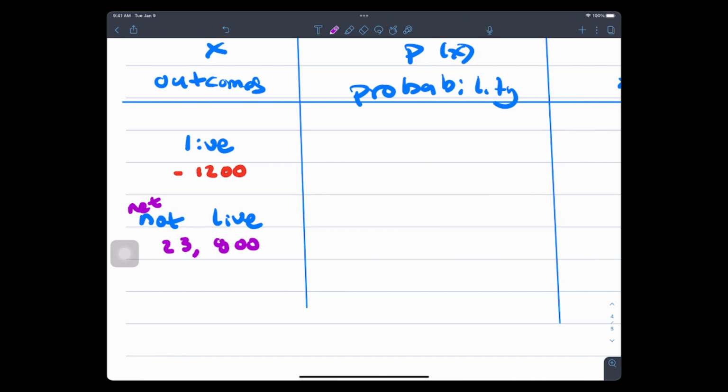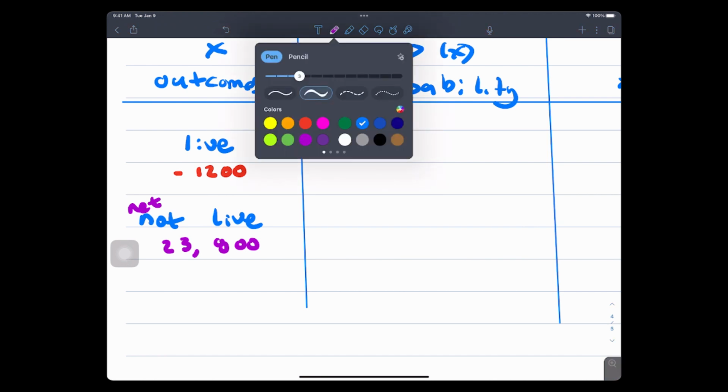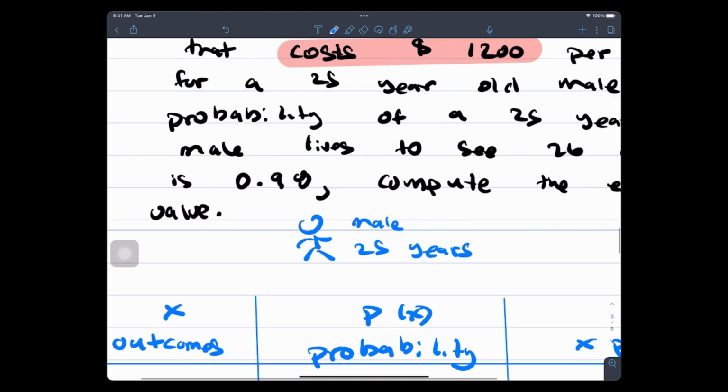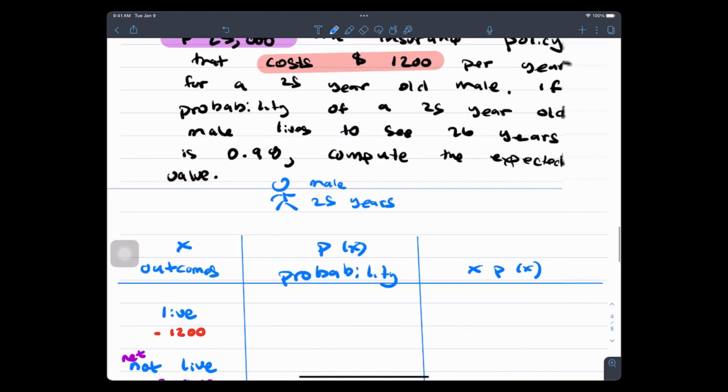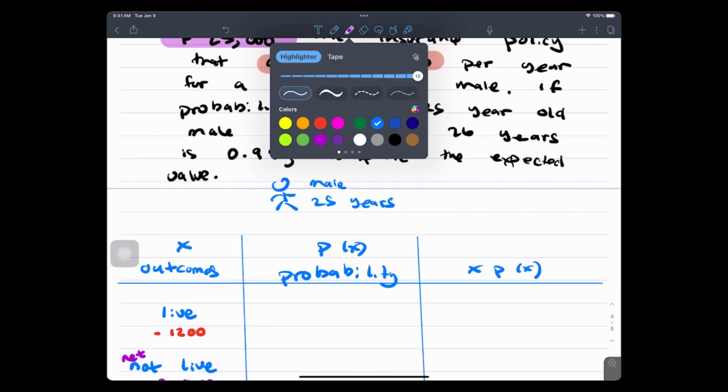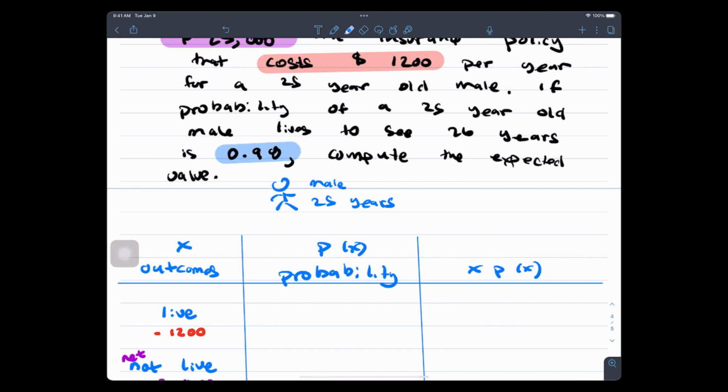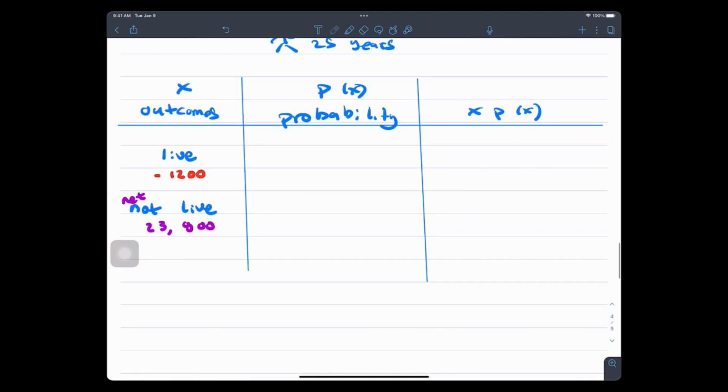This is the check they get. I know it's $25,000, but you netted $23,800. That's the outcomes here. Now, what's the probability of living, ladies and gentlemen? Because they gave you that information too. What do they say? Probability is what? It's 0.98. All right.